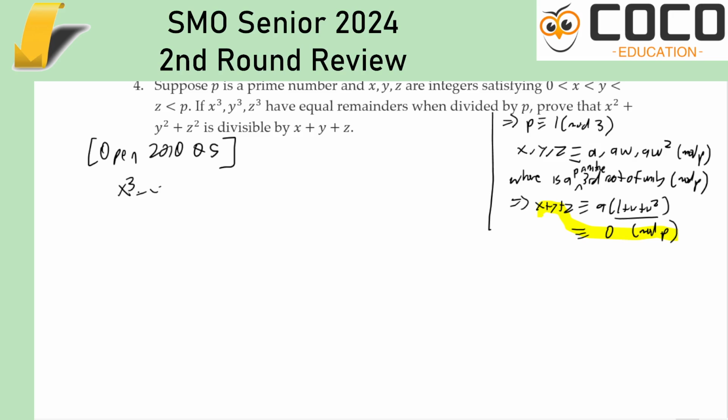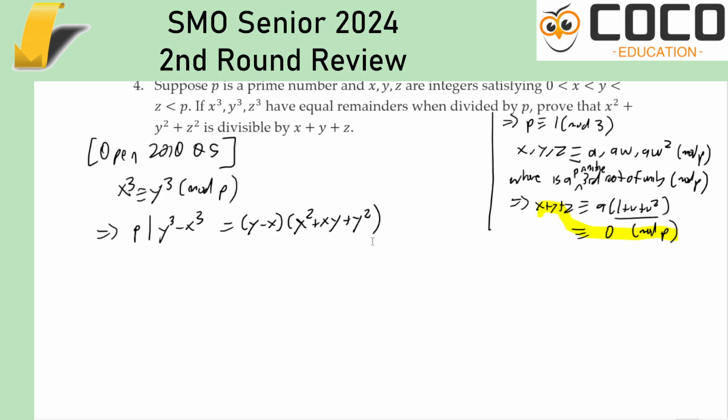Let's start with x cubed is congruent to y cubed mod p, which means that p divides the difference of cubes, which can be factored like this. Now, whenever you have a prime number dividing something, we like to factorize that thing, because it means that if p divides ab, then p divides a, or p divides b.